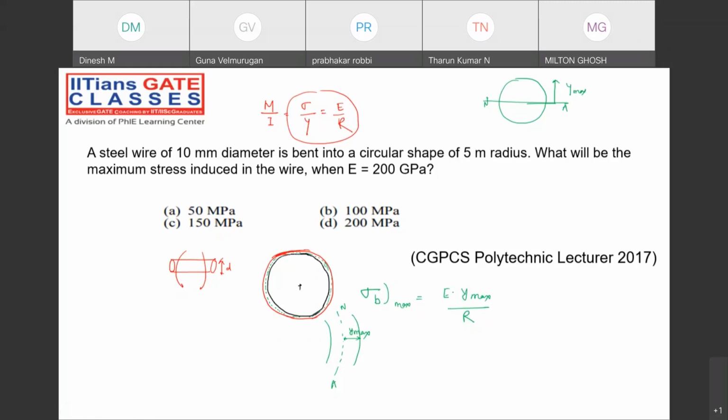Can I say it's directly D by 2? If it is D by 2, why is it D by 2? Tell me. The distance from the neutral axis, why is it D by 2?